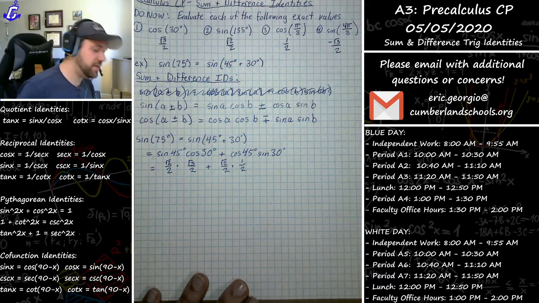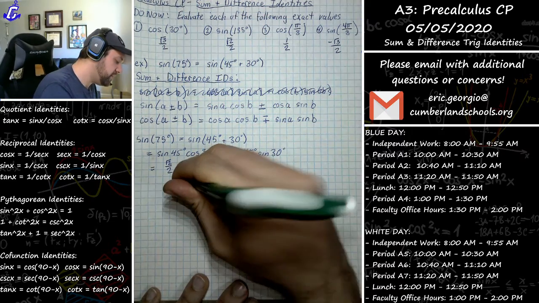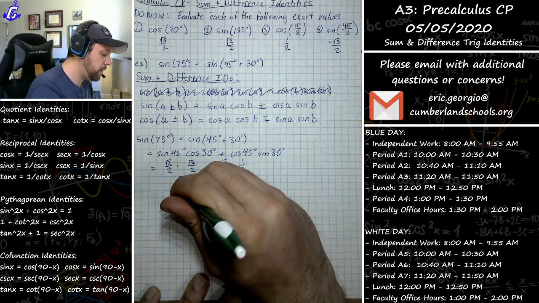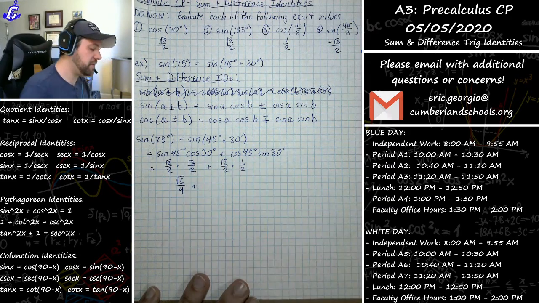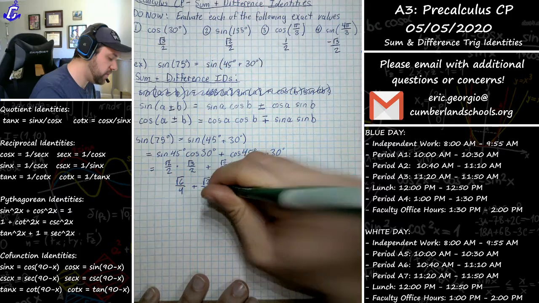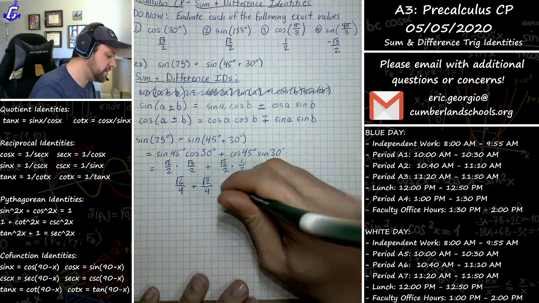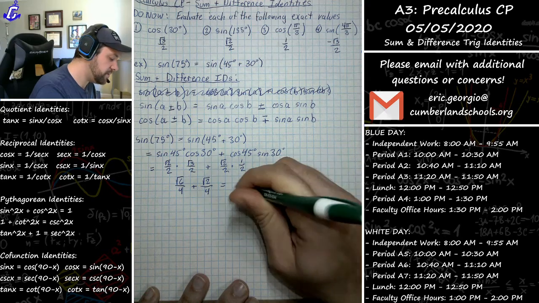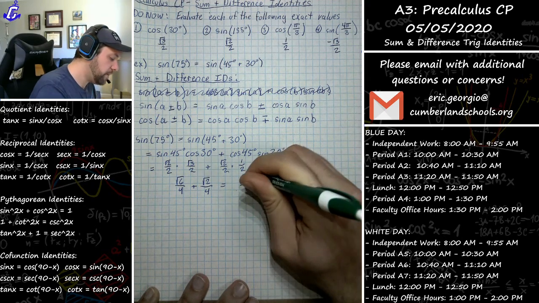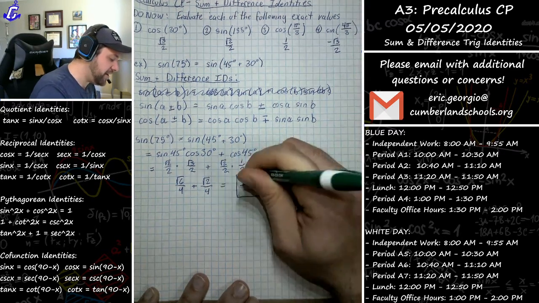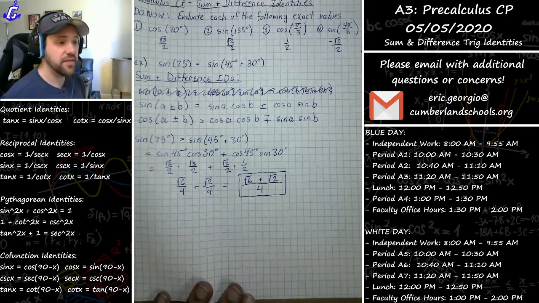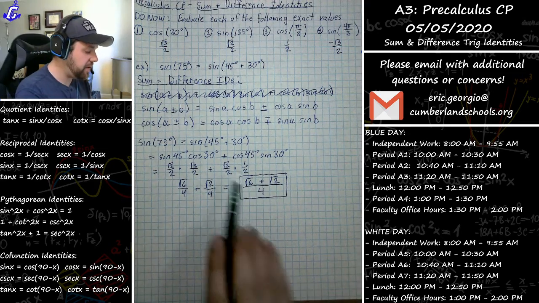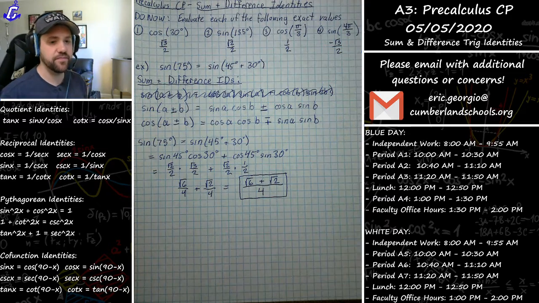And now just combining these together, I would get that this is the square root of 6, that's the square root of 2 times the square root of 3, over 4, that's 2 times 2, plus the square root of 2, that's square root of 2 times 1, over 4. And so this can simplify and combine into the fraction of rad 6 plus rad 2 over 4. And that is an exact value that actually represents the sine of 75 degrees. If you type that into a calculator, you get the same answer. Pretty cool.